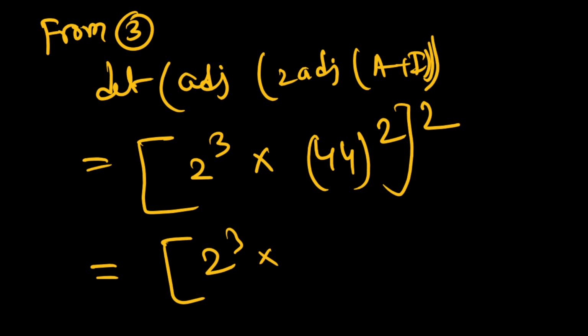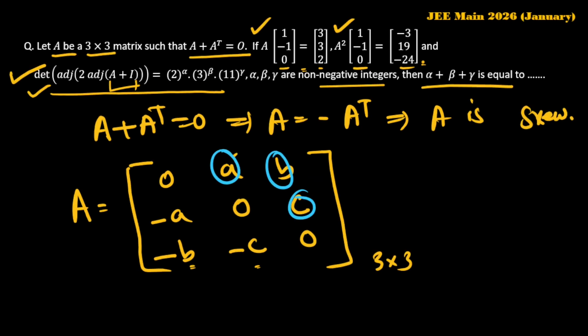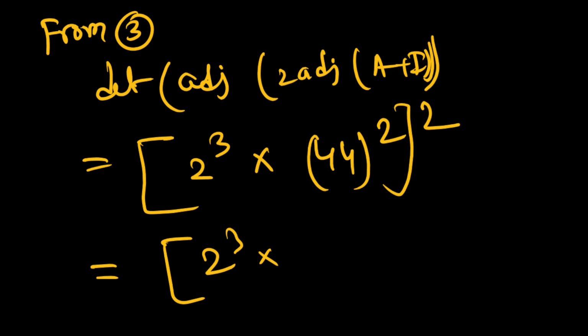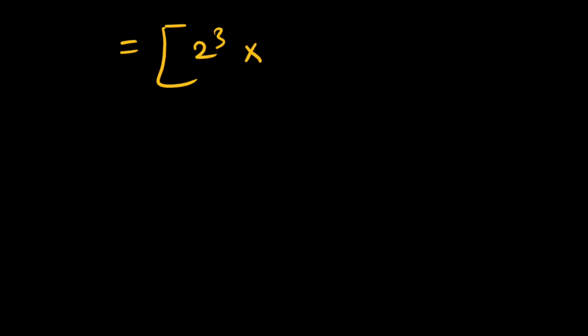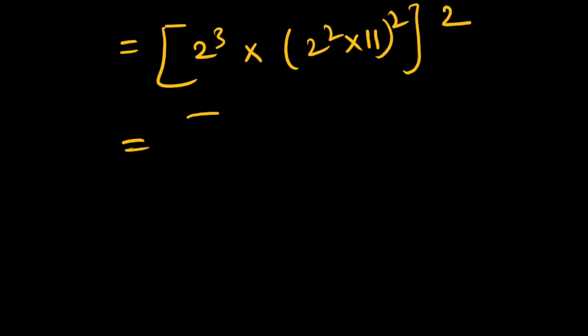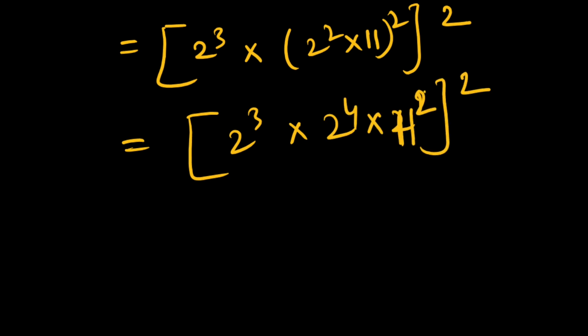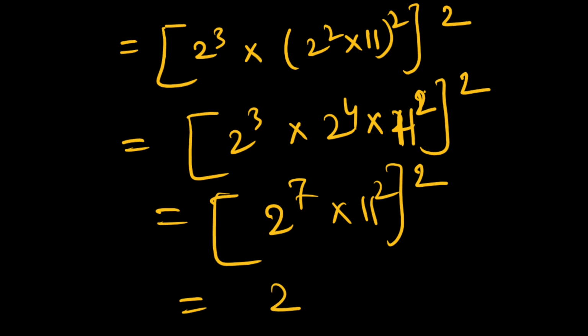If you see the question, this expression is equal to 2 power alpha, 3 power beta and 11 power gamma. So we break all these numbers into 2, 3 and 11. We can write 44 is equal to 4 into 11, that is 2 squared into 11. So 2 cubed into (2 squared into 11) squared, that is 2 power 3 into 2 power 4 into 11 power 2 squared. So 2 power 7 into 11 squared, all squared. So that is 2 power 14 multiplied by 11 power 4.